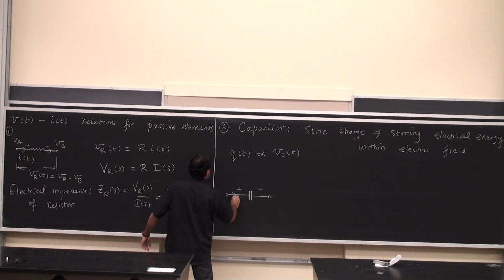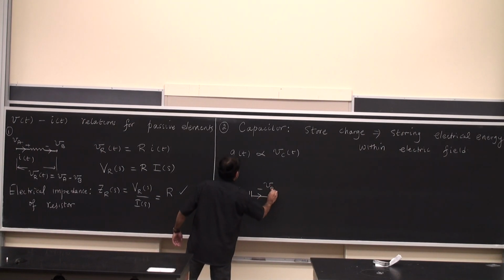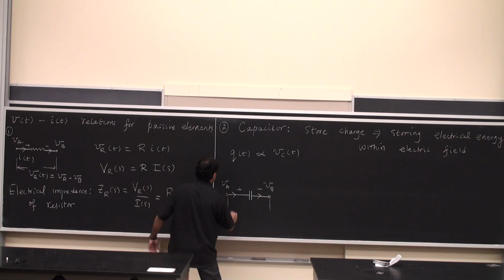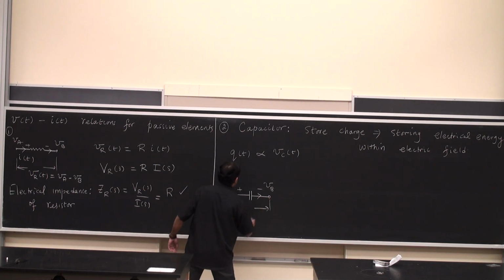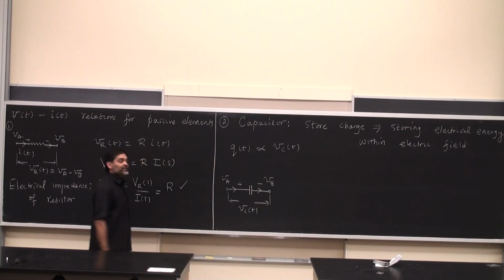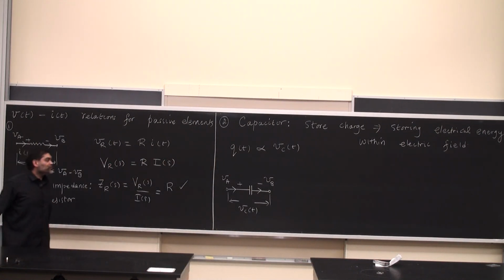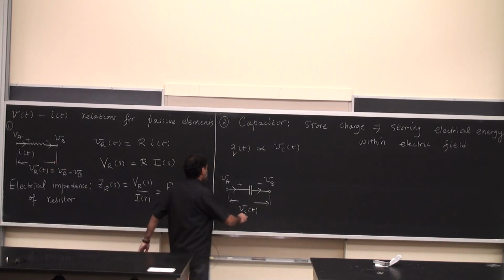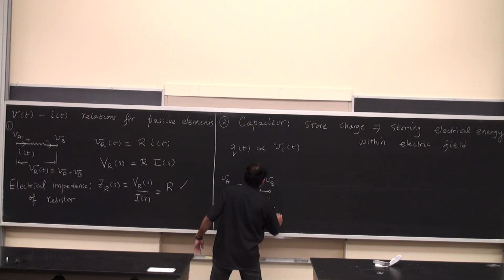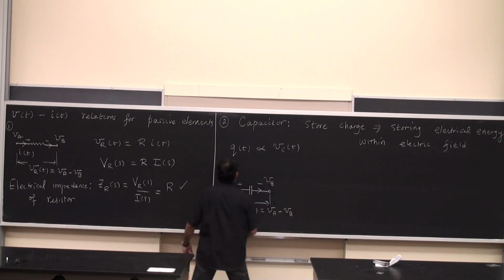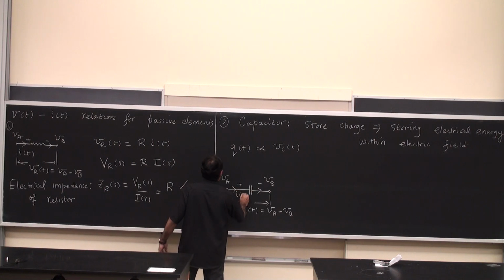Plus, minus, terminal A, terminal B, and VC is the difference between the two. Of course, these are different figures, so I can use the same alphabets. And this is I of t.